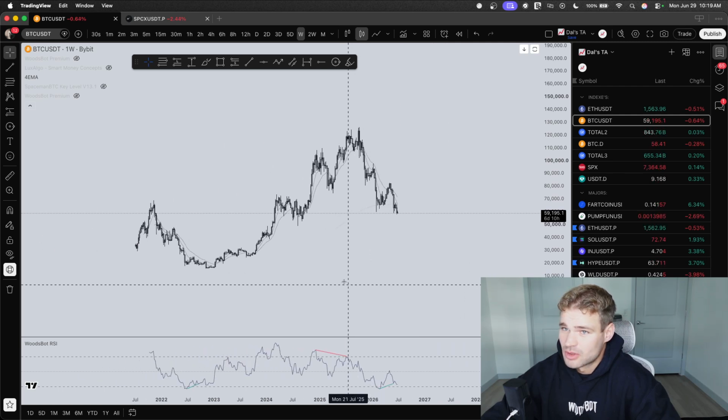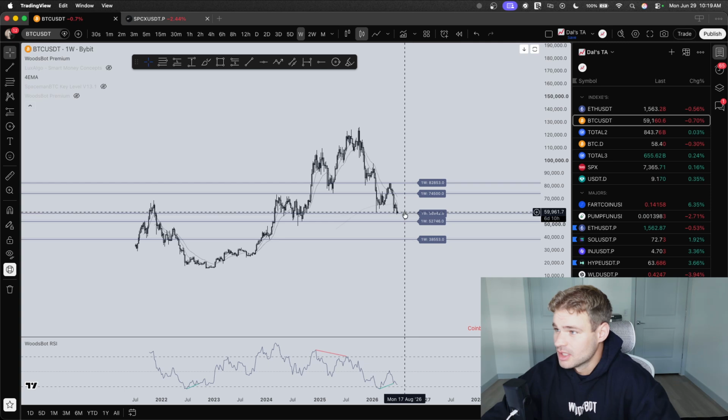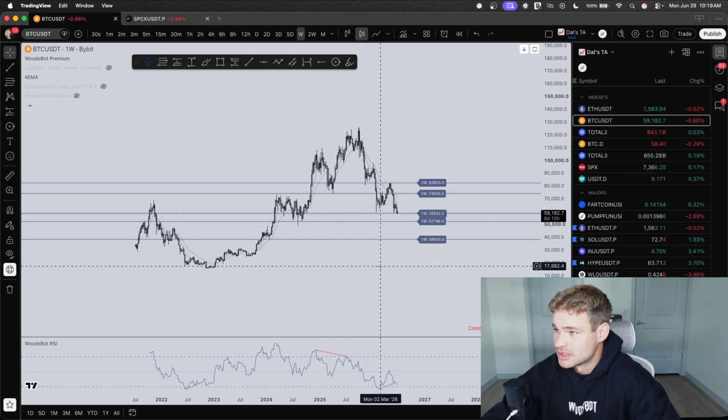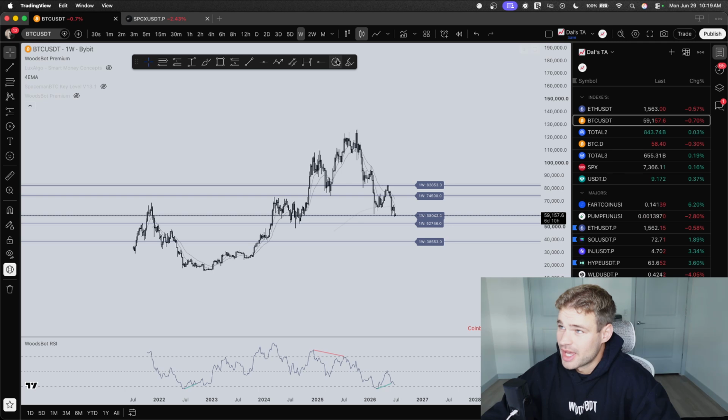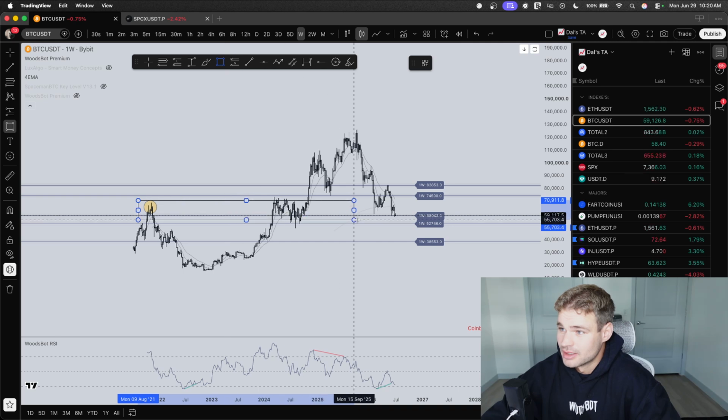Okay, so now we're on the weekly chart. We're starting at the higher time frames. Let's pull up our support and resistance levels. Okay, this is interesting to me. All right, so we had previous all-time high right here. So that is a massive zone just to pay attention to, okay?